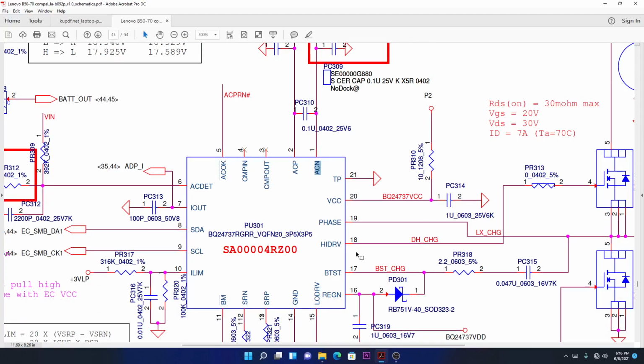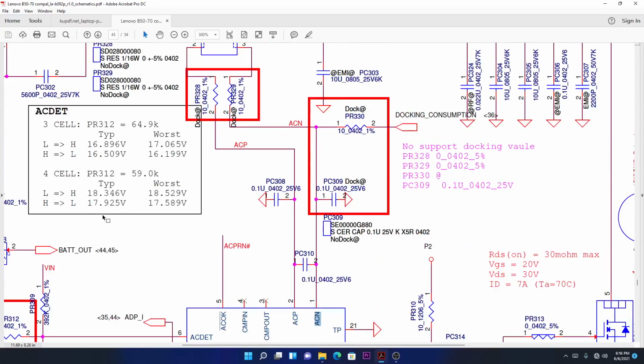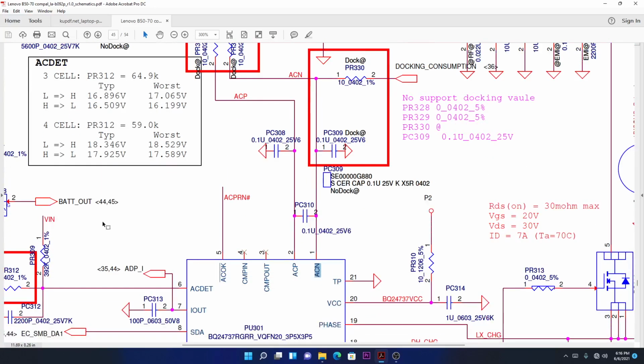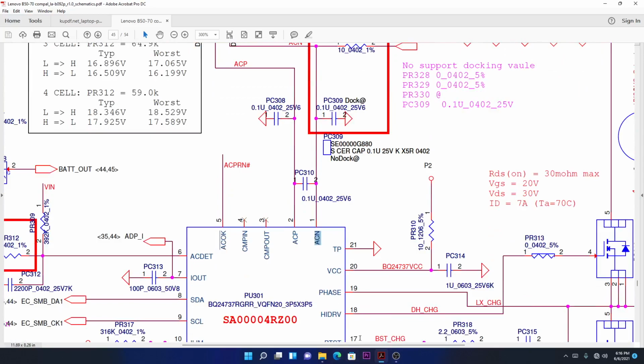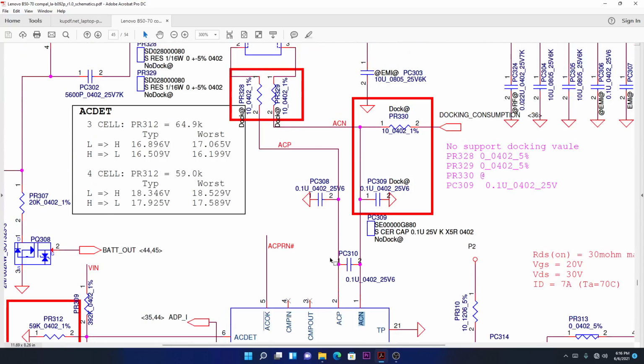No, this is not the AC in. No way, I don't think so. ACN is the output of the current sensor. That's where the chip senses the current.